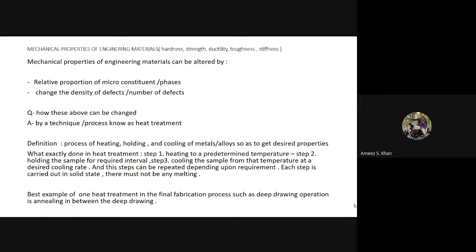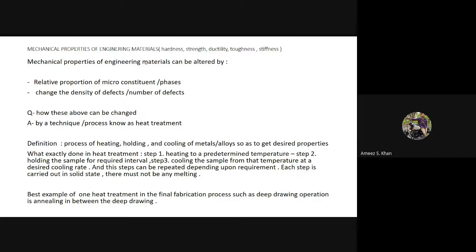So this is now the mechanical properties of engineering materials. What are the different mechanical properties? We know that basically hardness, strength, ductility, toughness, stiffness. These are mechanical properties of the metallic materials basically, or any engineering materials, right? Metallic materials is one of the engineering materials we have. But the question is, mechanical properties of these engineering materials can be altered by.